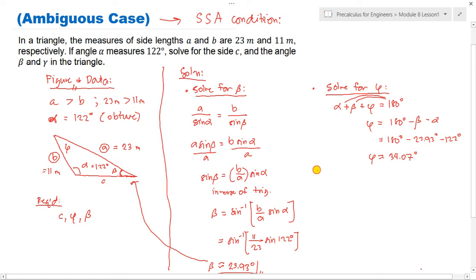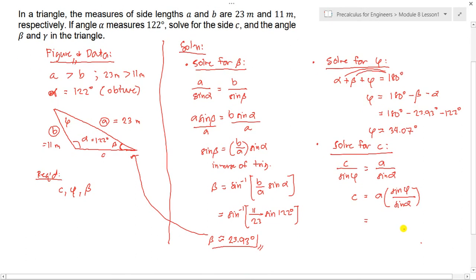Since we now have gamma, we can solve for the last requirement, which is side C. So solve for C. That is C over sine of gamma is equal to, I can use A or B, it's up to you, A over sine alpha. So C is equal to A multiplied by sine gamma all over sine alpha. I will cross multiply. A here is 23 meters.